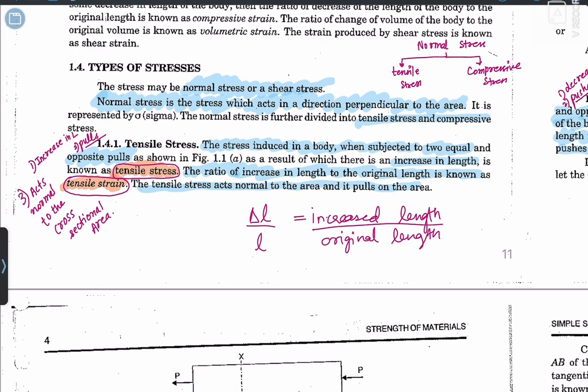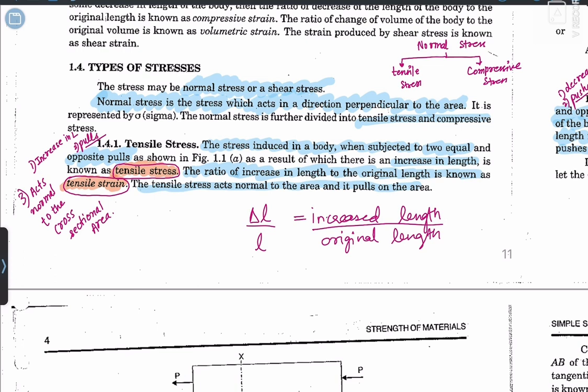Okay, so what is tensile stress? The stresses induced in the body when subjected to two equal and opposite pulls, as a result of which there is an increase in length, is known as tensile stress. The ratio of increase in the length to the original length is called tensile strain. The tensile stress acts normal to the area and it pulls on the area.